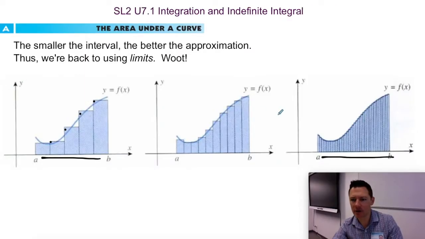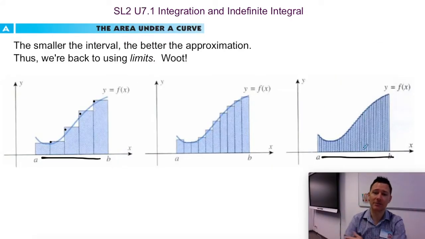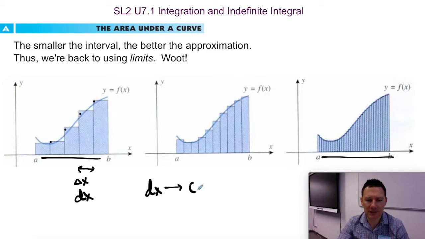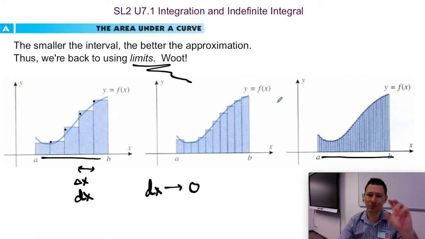Here, we're still missing chunks. Here, missing less, right? We're more closely approximating this curve. And as this change in x, or our dx, remember in differentiation we called it h, as that dx approaches 0, we're going to get closer and closer to the actual integration, the area under this curve. We're back to using limits, and that's why this is calculus. This is why it ties into the derivatives, and we'll get there in a second.